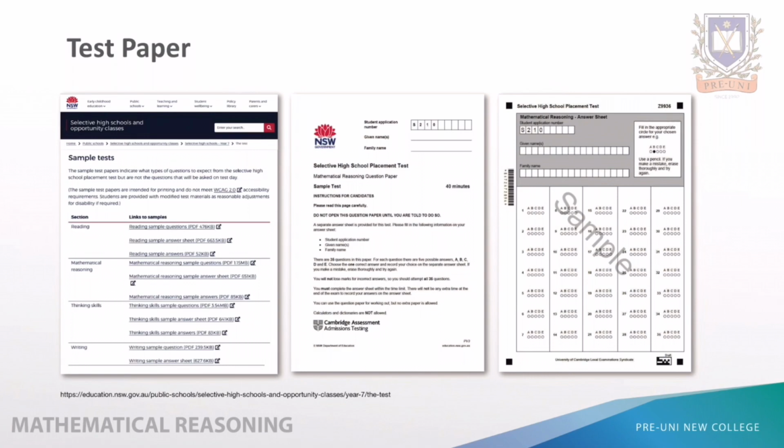On the slide here, we have the sample test paper, which can be found on the New South Wales Government Education website, and the link is shown at the bottom here. If you go to that link, you'll be able to find the sample test papers of all the various subjects, as well as the sample answer sheet, which can be used for practice.